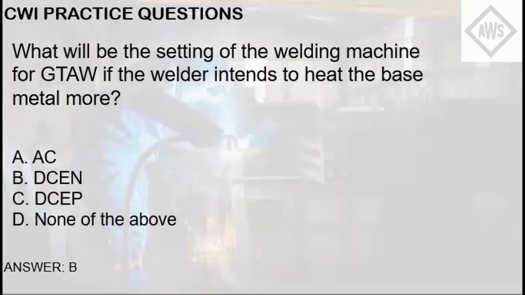So for GTAW, one thing you can remember in the CWI exam is that it is some sort of opposite to the flow of the current from SMAW, which is DCEP if you want to heat the base metal more. Basically, if you want to heat the electrode more, you need to have DCEP for GTAW. So it's kind of opposite philosophies for GTAW and SMAW in terms of the electrical characteristics of the two processes. So something to remember.